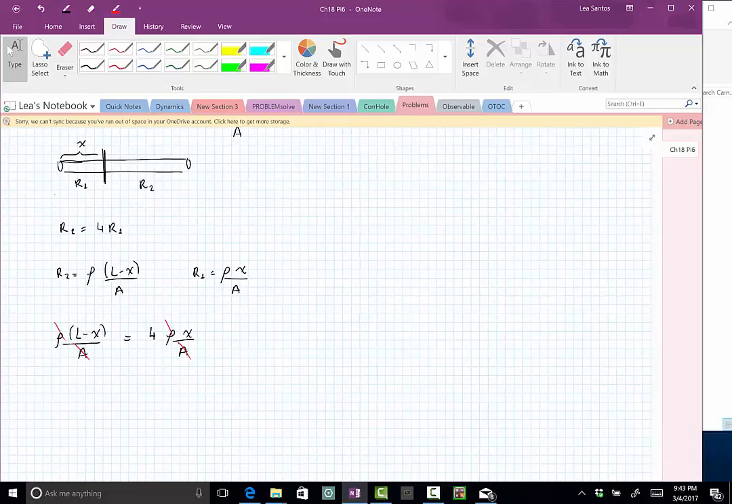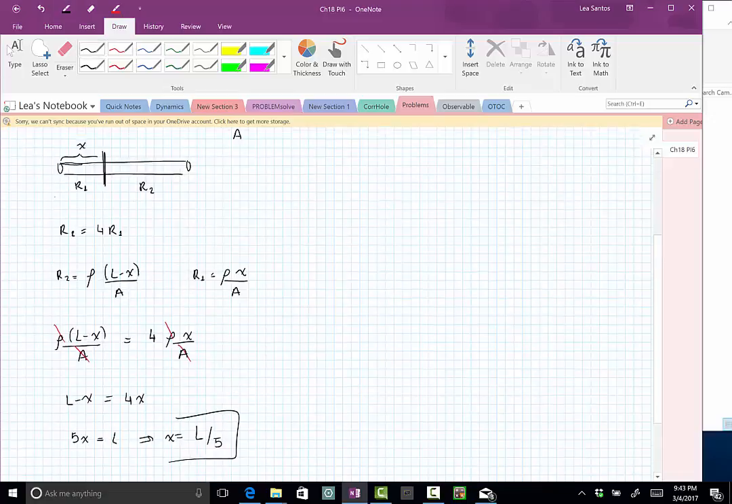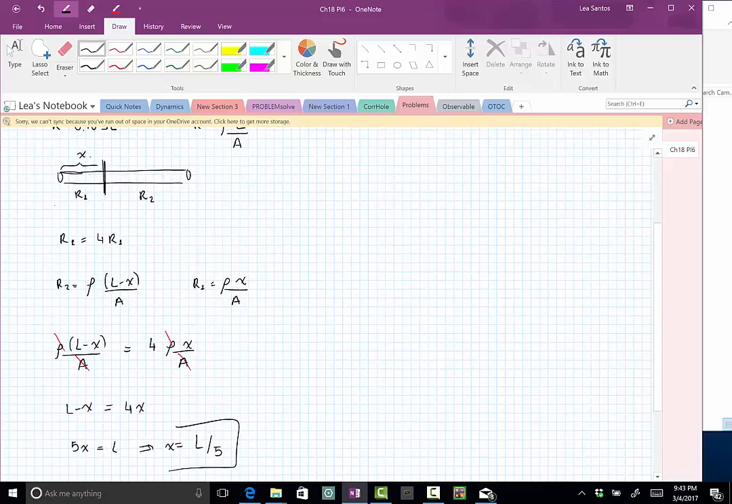So I just need to solve this equation, and what we'll see is that 5X is equal to L, so X is whatever length I had divided by 5. So where should I cut? Well, at 1/5 of the total length. That's it.